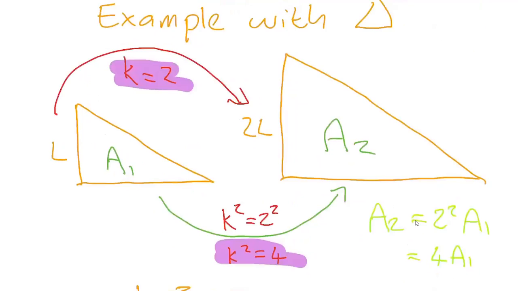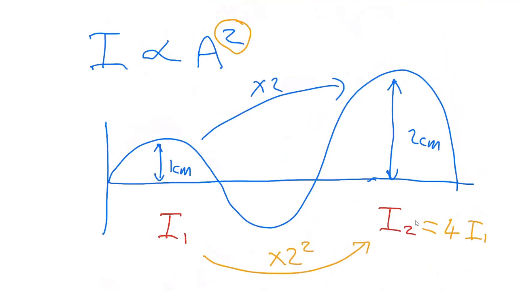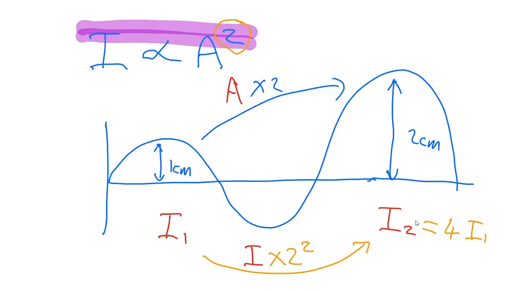And if we go back to the original, the thing with the waves, it's exactly the same concept, except that now, in this case, A is amplitude. If I multiply the amplitude by 2, I multiply the intensity by 2 squared. So the relationship that we're looking at here is that the intensity is proportional to the amplitude squared. So intensity is something to do with area.